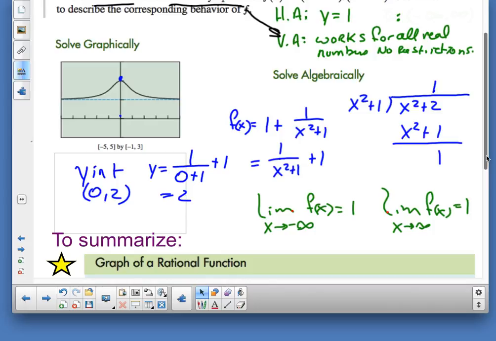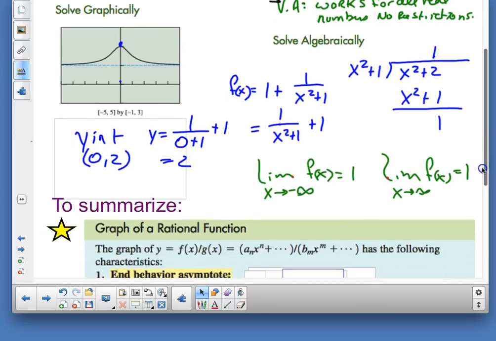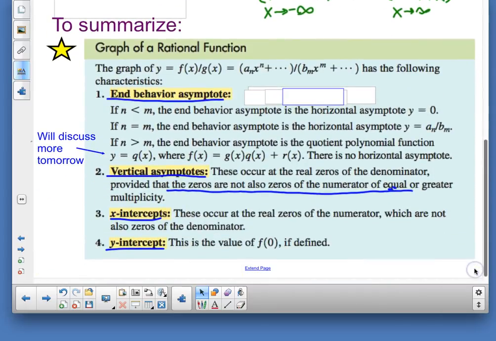Now, let's summarize what we've done today. Again, we're looking at end behavior. If we look at our graph, this N and M refers to the powers in the terms. M is the power in the denominator, and N is the power in the numerator. The end behavior asymptote is the horizontal asymptote y equals 0 if the power in the denominator is greater than the power in the numerator.